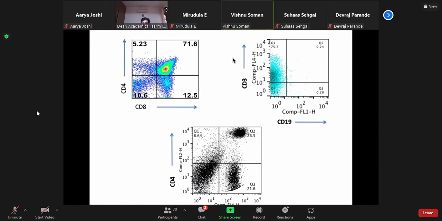So, sir, what do the CD3 and CD4 negative cells showcase in this plot in the first quadrant? Well, because this is coming from secondary lymphoid organs, obviously these have to be B cells, or maybe some of the innate immune cells. Right? Fine, sir.